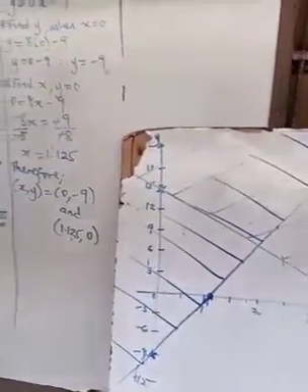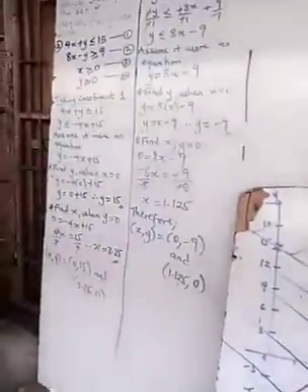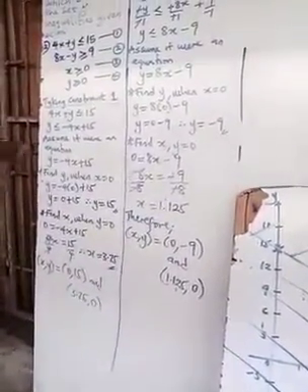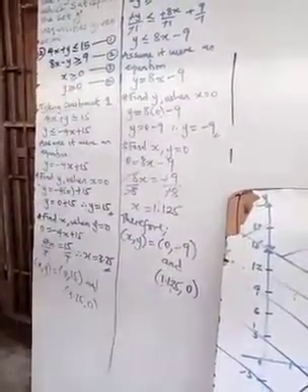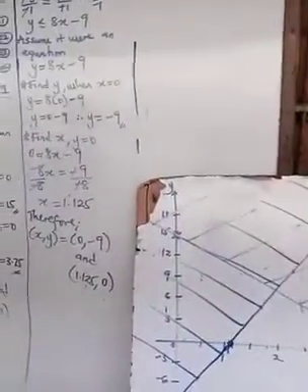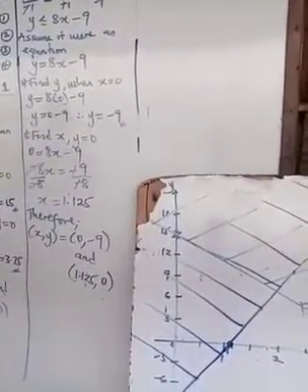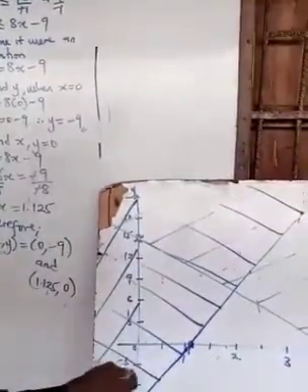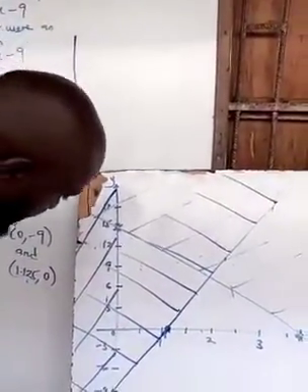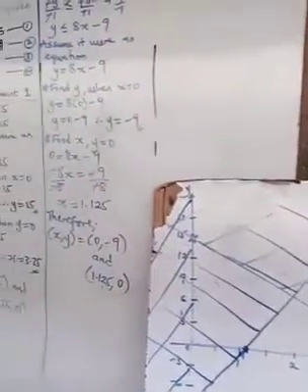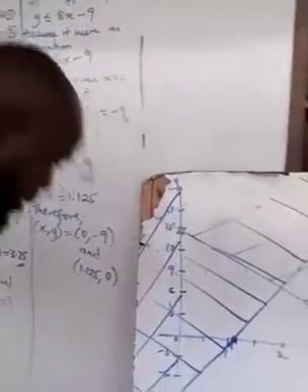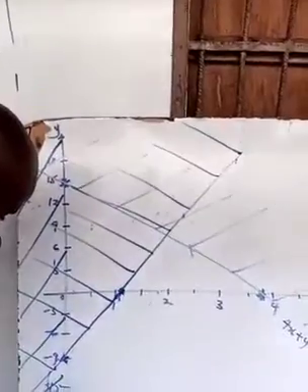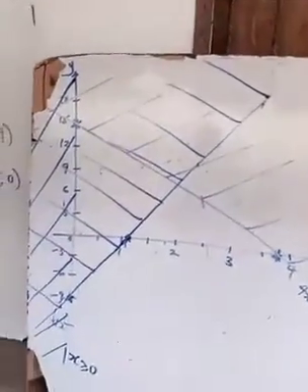Then we have x greater than or equals to 0. Now we have to take note of that. So that means we are shading this part for x greater than or equals to 0. I think there's a problem with the question, but what we are doing is actually correct.